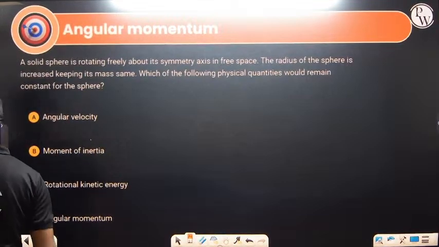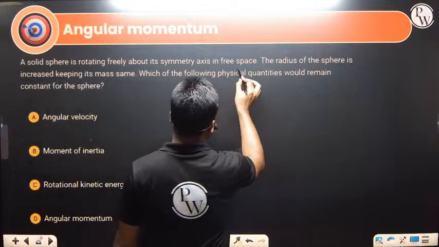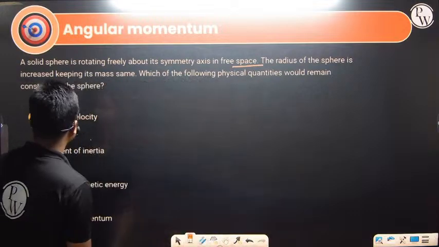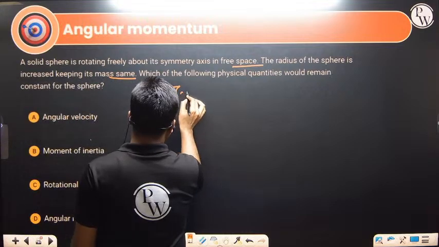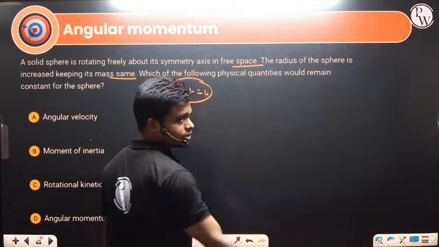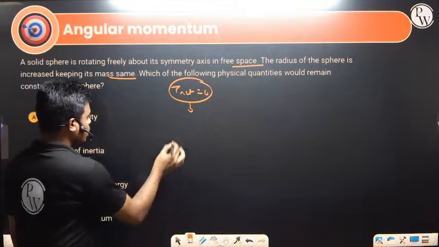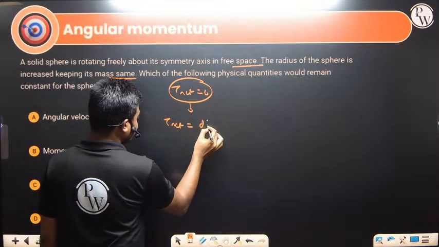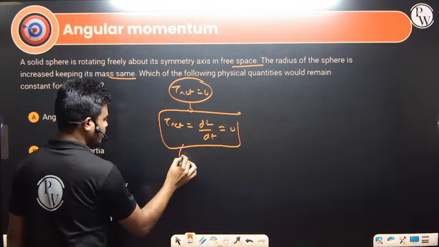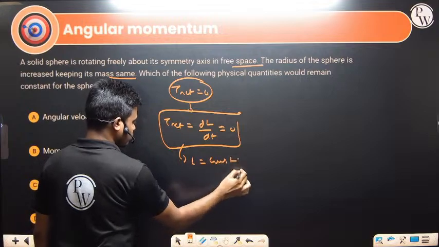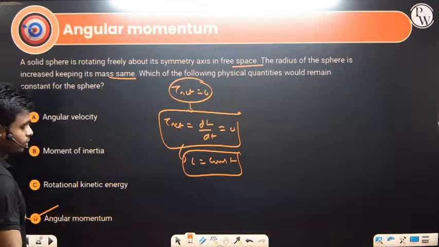A solid sphere is rotating freely about its symmetry axis in free space. The radius of the sphere is increased, keeping its mass the same. It is rotating freely, which means the net torque is 0. Tau net is dL by dt, and this will be 0. So when the net torque is 0, L will be constant. What is L? Angular momentum. So angular momentum will be constant.